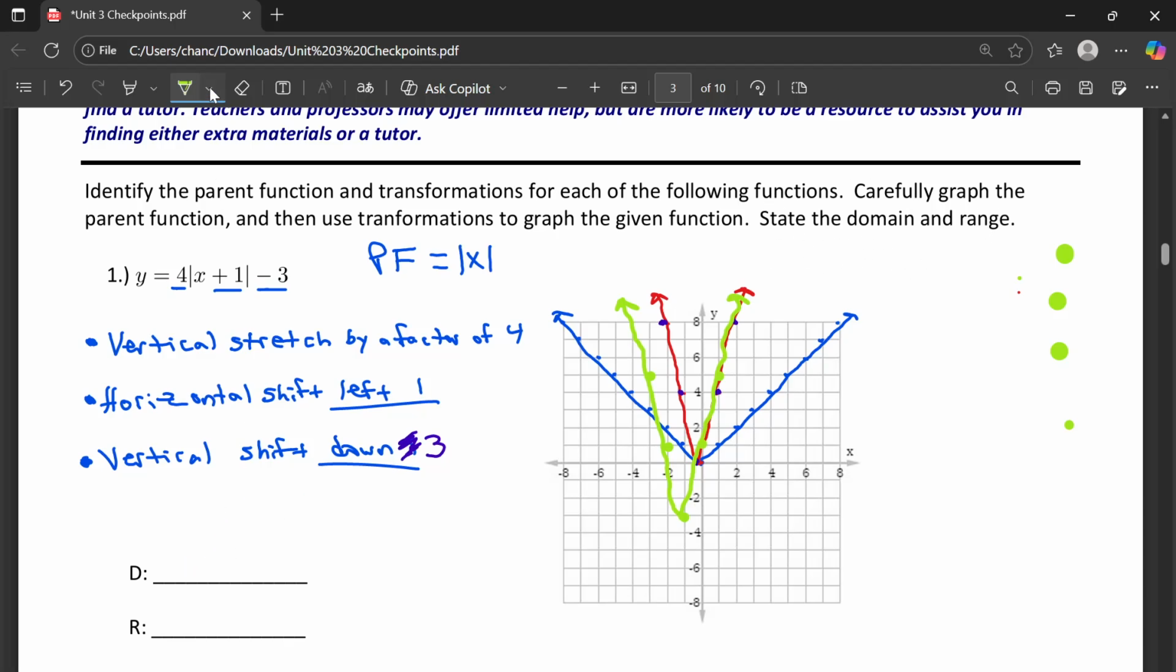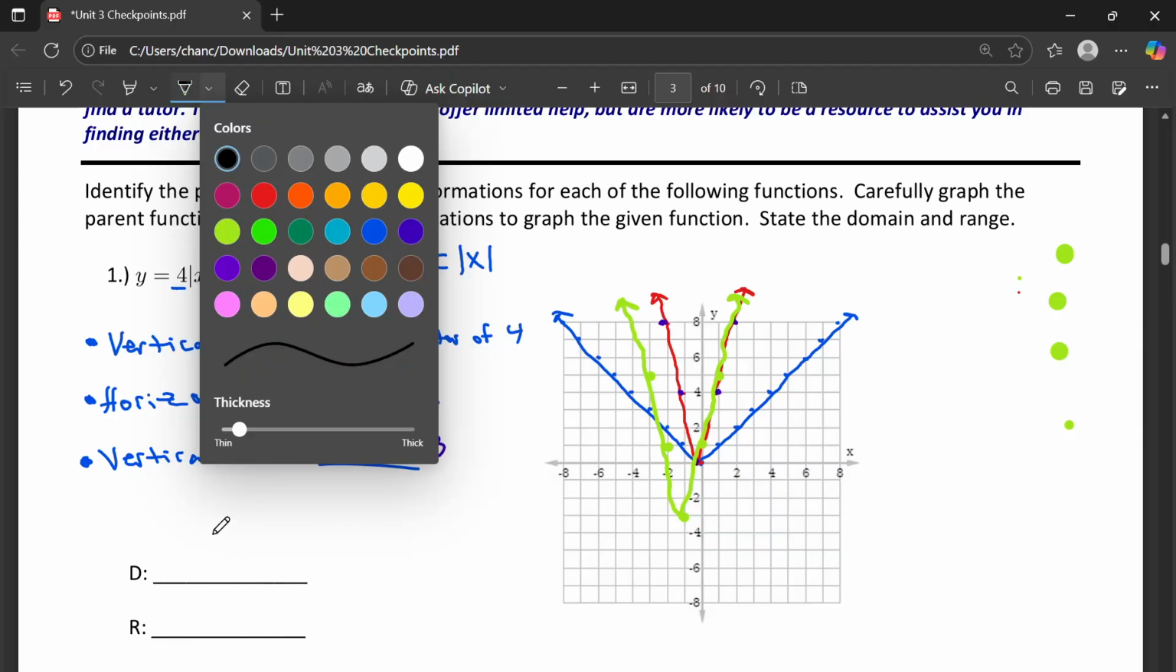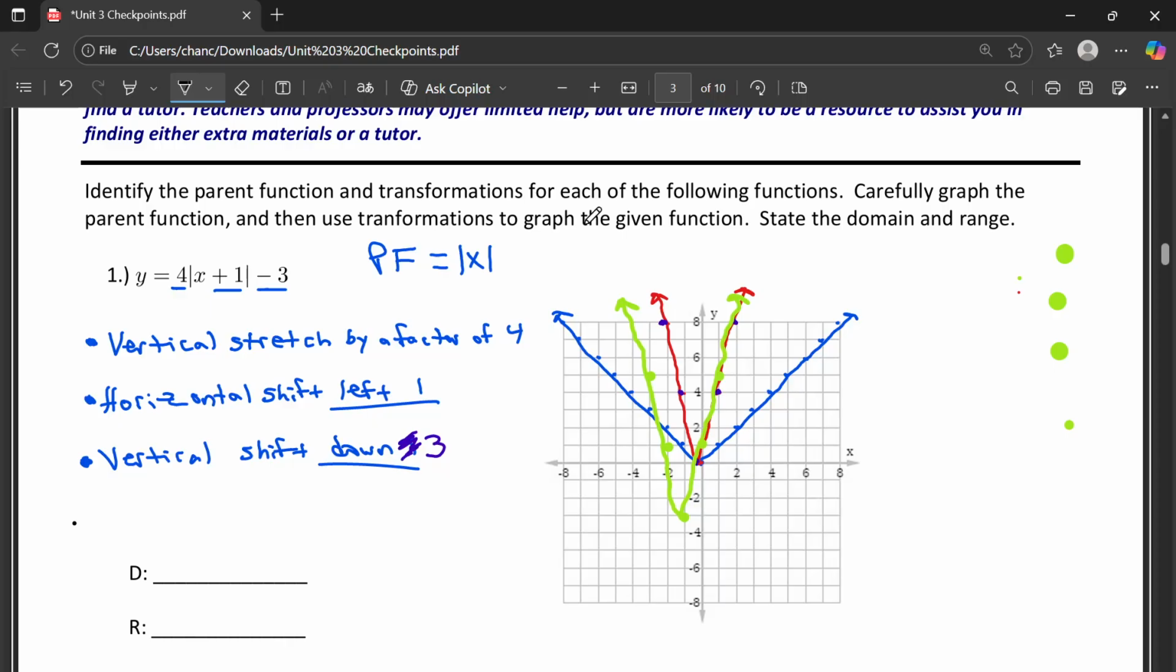Well, the domain, that's how far left it goes. So the domain, well, this is going all the way to the left and all the way to the right, looking at the green function. There's nothing stopping it from going left and right. It just continues. So it's negative infinity to positive infinity for the domain.